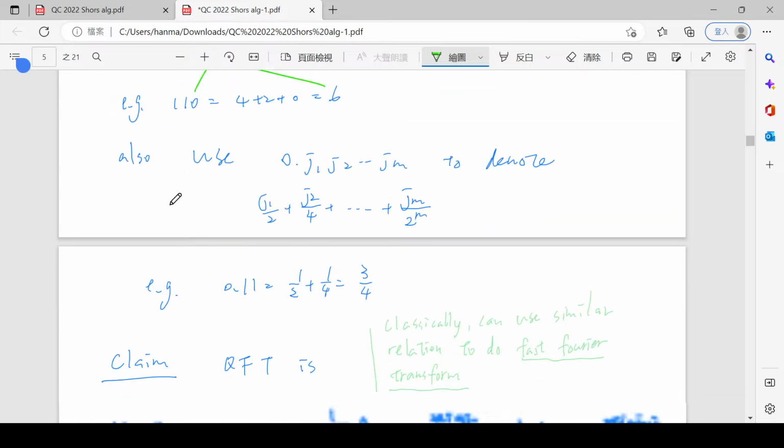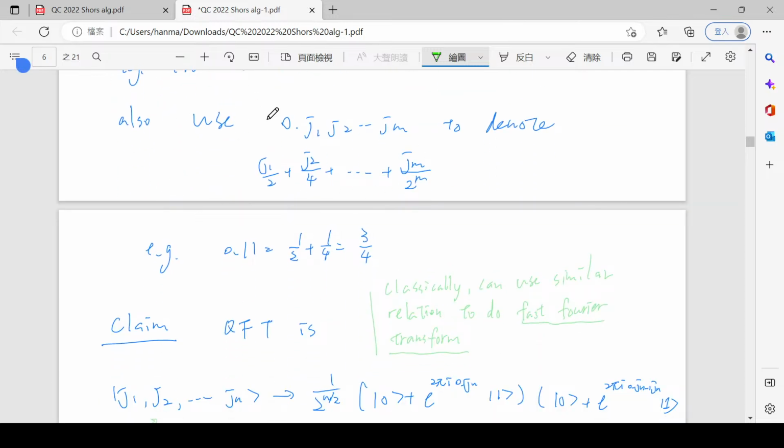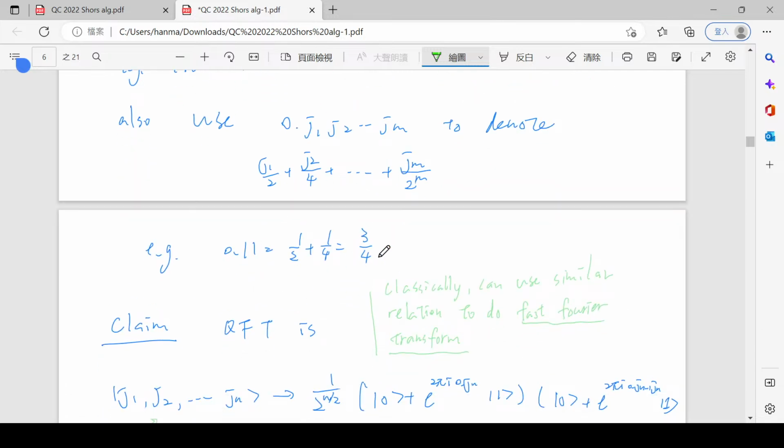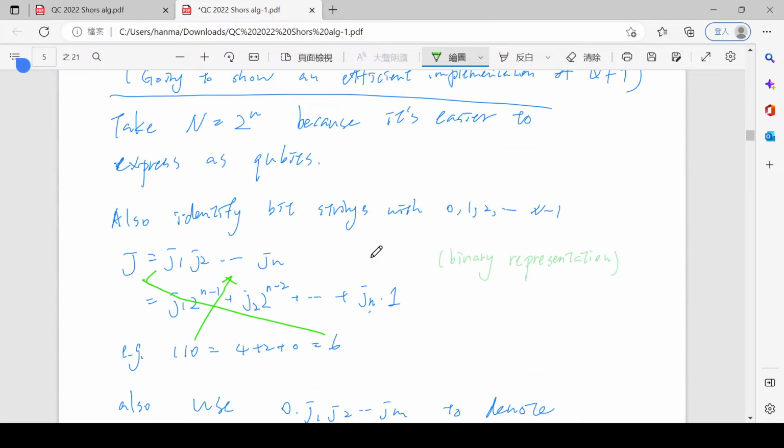Okay. And also then we have a less obvious notation. We also write fractions in binary. So we'll have 0.j1 j2 ... jn just means j1 over 2, plus j2 over 4, and so on, in the decimal representation. So 0.11 equals 1 over 2 plus 1 over 4 equals 3 over 4. Okay.